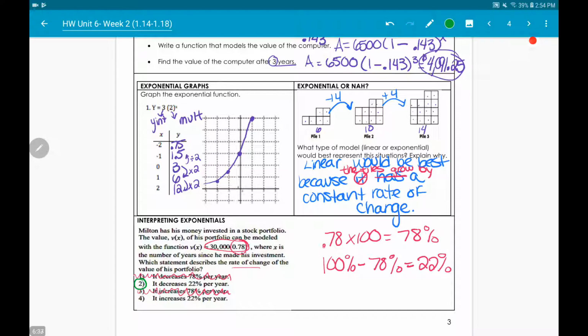All right, use this to help you study. Use this in class on Thursday. And remember, there is an assessment on Friday.